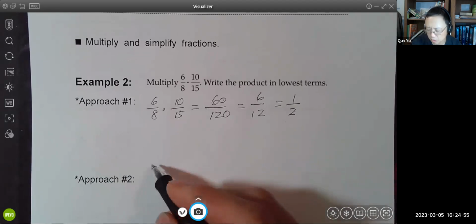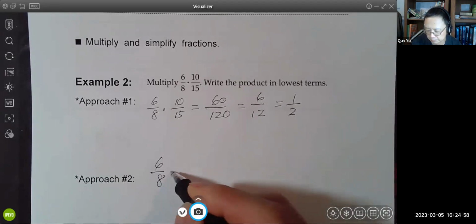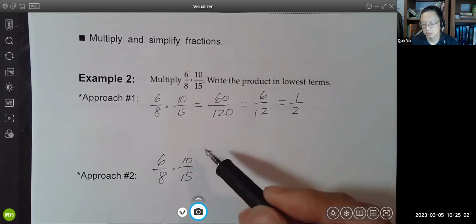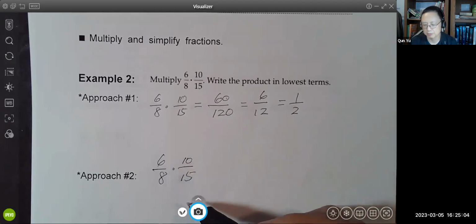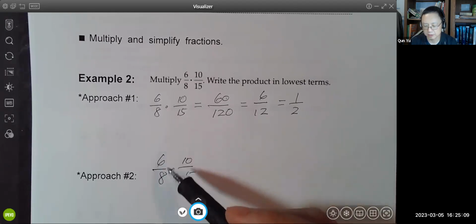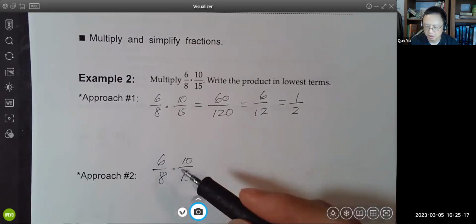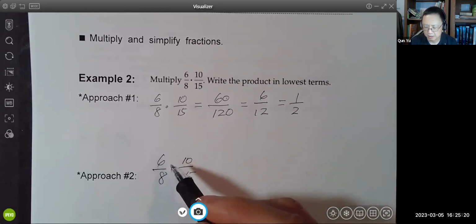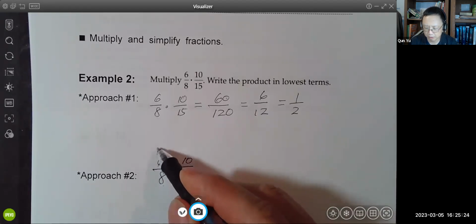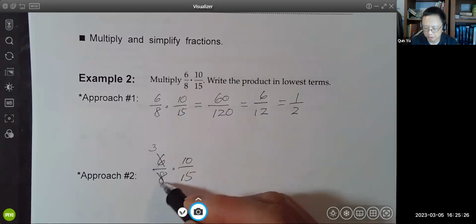Now, second approach. The second approach is that we can simplify these fractions before we multiply. When you simplify a fraction, we just cancel out the common factor between the numerator and denominator. For example, in this case, I can see 6 and 8 both can be divided by 2, right? Divided by 2, I get 3. Divided by 2, I get 4.